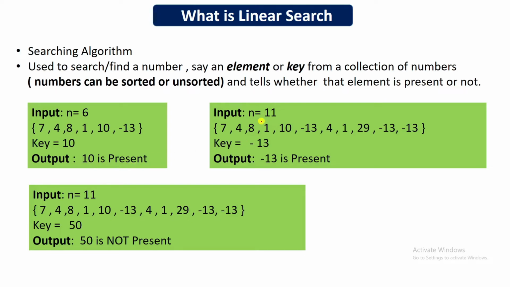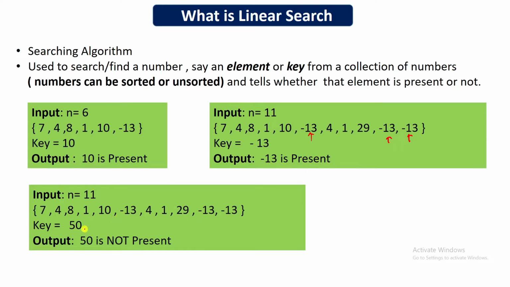Now let's say we have 11 numbers, and here you can see some of the numbers are repeated. They are occurring more than one time. Like here, minus 13 has occurred 3 times. The linear search algorithm will work perfectly fine on this type of array, or collection of numbers. So I want to search for minus 13. Minus 13 is present here, here also, here also. So my algorithm will say yes, minus 13 is present.